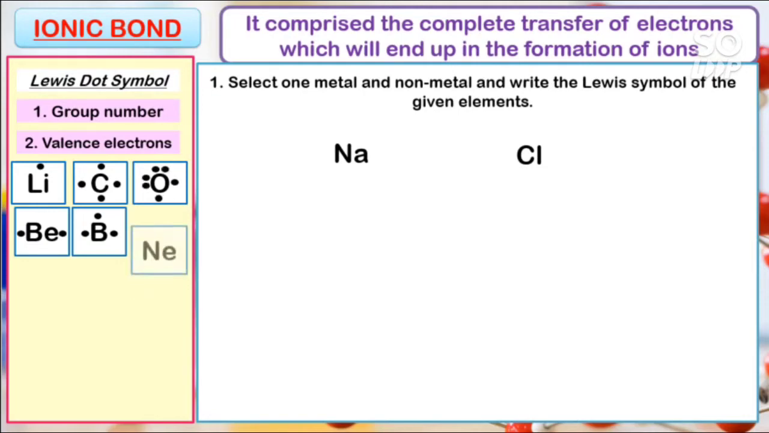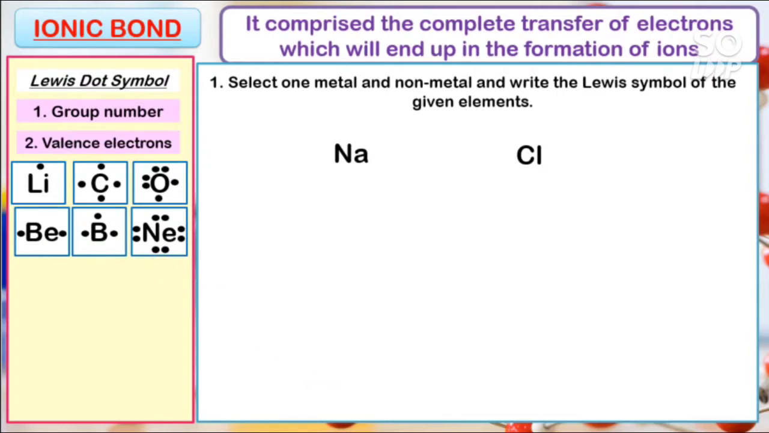And the last example is neon. Neon is one element which belongs to the noble gases. Noble gas elements are stable elements because they have 8 valence electrons. When an element or compound has 8 valence electrons, it is said to be stable. So group 8 means 8 valence electrons and 8 dots. So 1, 2, 3, 4, 5, 6, 7, 8. So neon is a stable element because it has 8 valence electrons.